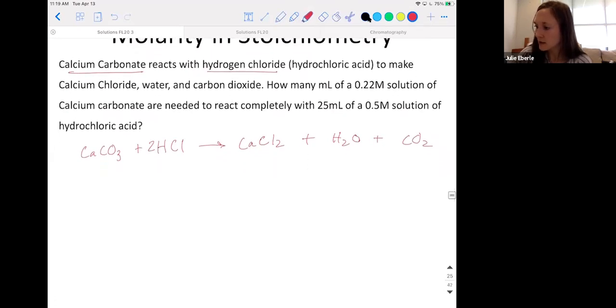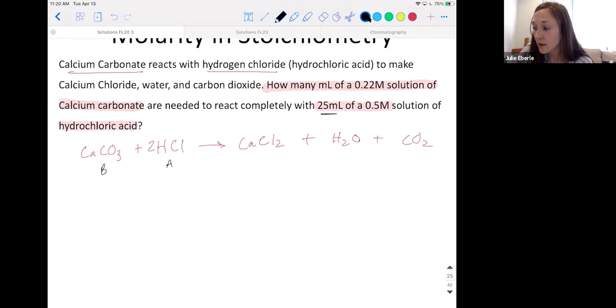All right, here's where the question begins. Let's highlight this. How many milliliters of a 0.22 molar solution of calcium carbonate? So here's what I notice. I'm asked for the volume, and I'm only given the molarity. So this is what we're going to try to find, the volume of calcium carbonate. How many milliliters are needed to react completely with 25 milliliters of 0.5 molar solution hydrochloric acid? So we're going to call HCl substance A, CaCO3 substance B, for the sake of how things were labeled on the diagram earlier, A to B.